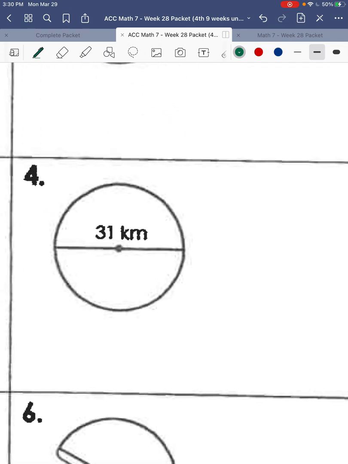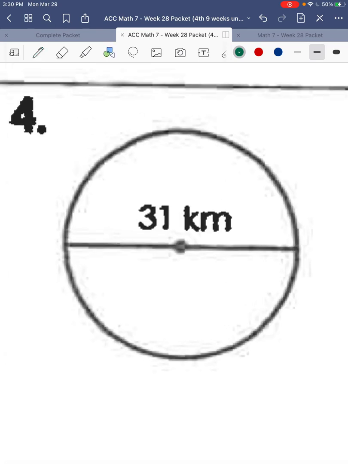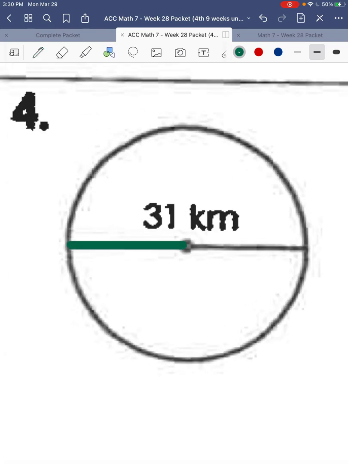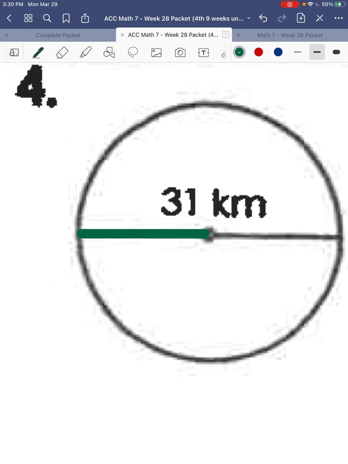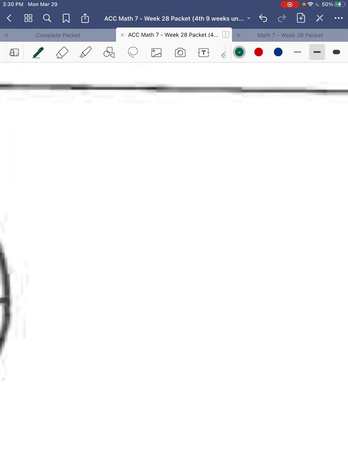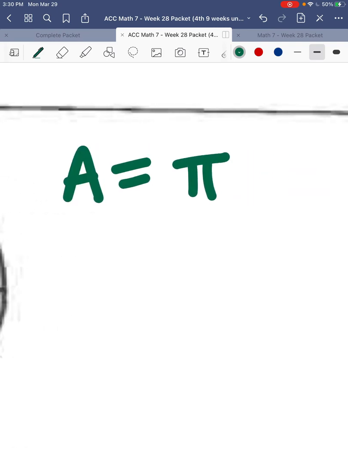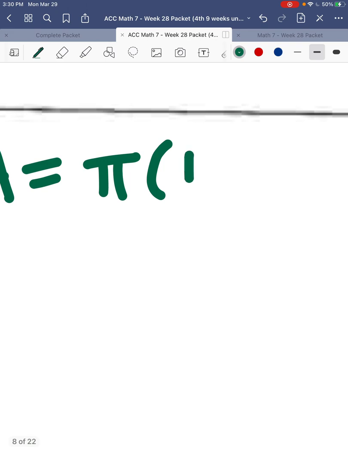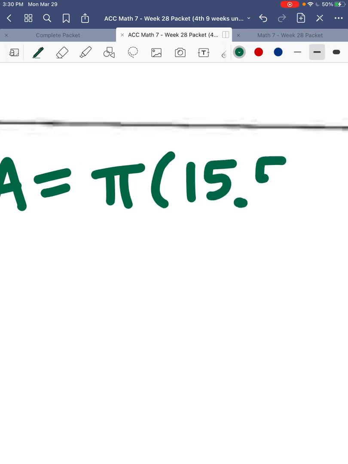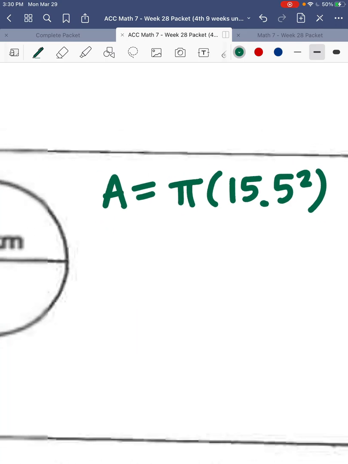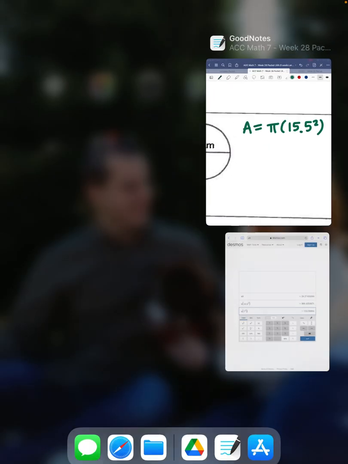Okay, number 4. Again, I'm given a diameter, but I need a radius. So I need to figure out what is just half of this diameter. Well, 31 divided by 2 is going to be 15.5. So 15.5 kilometers would be my radius. So we're going to use that in our formula. Pi times 15.5 squared. And I'm going to put that into my calculator just like that.